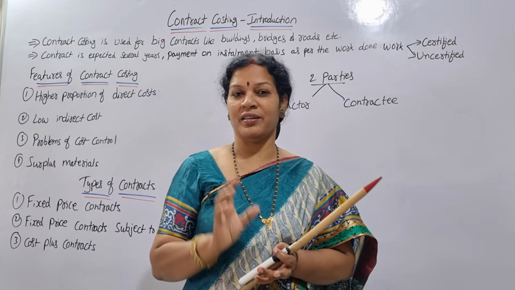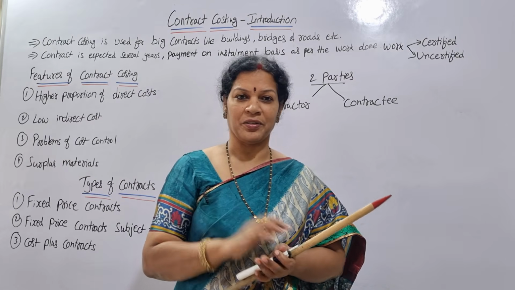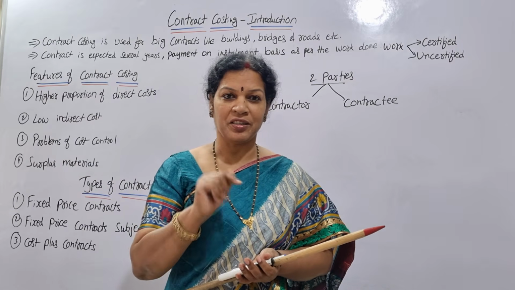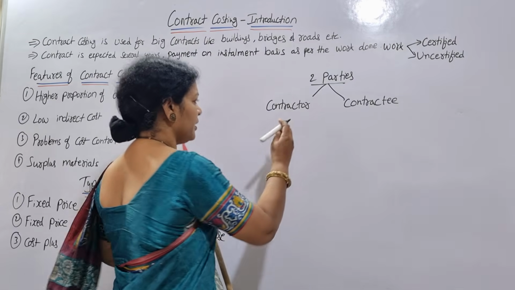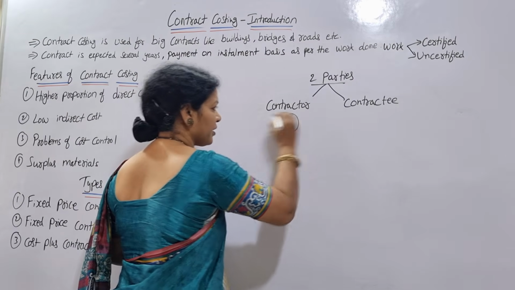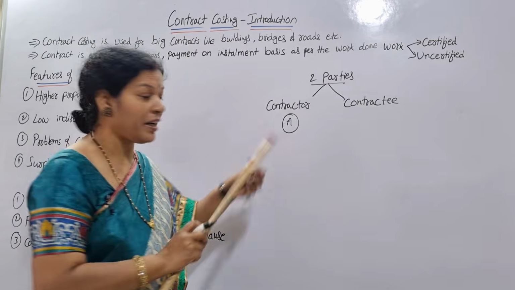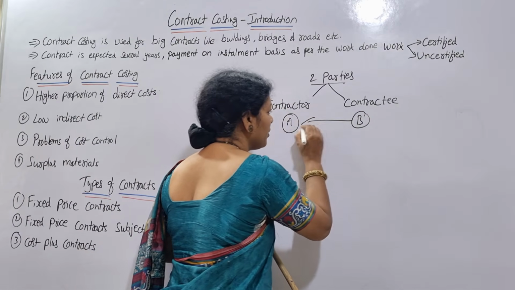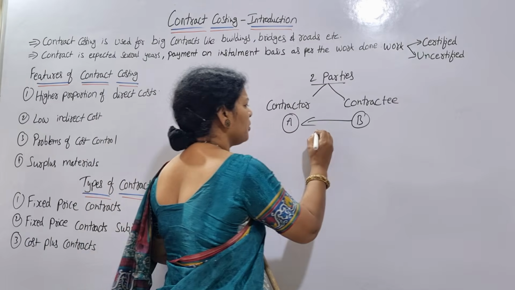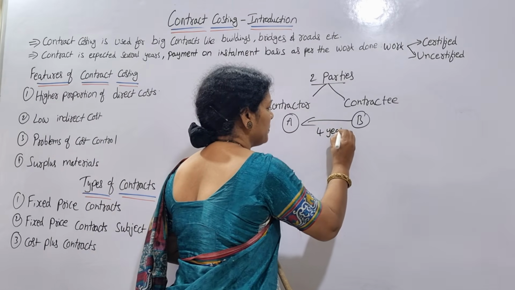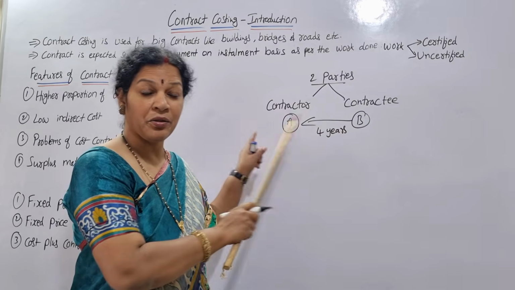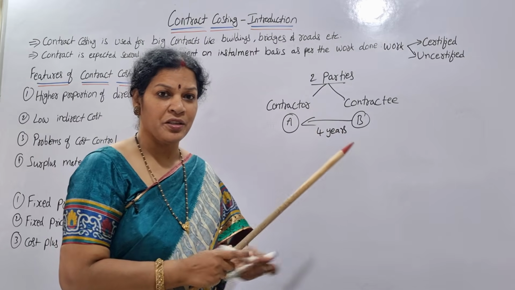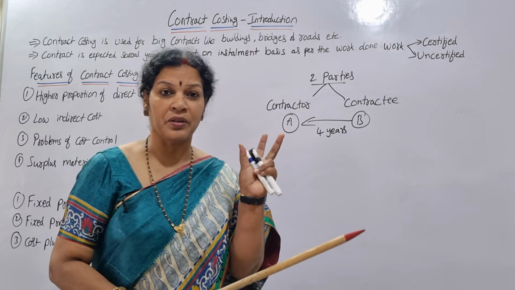For example, a small work is there, and that contract is given to one person. Say A got a contract from B. B has given a contract to A. So this contract is, for example, for 4 years. B has given a contract to A for 4 years.